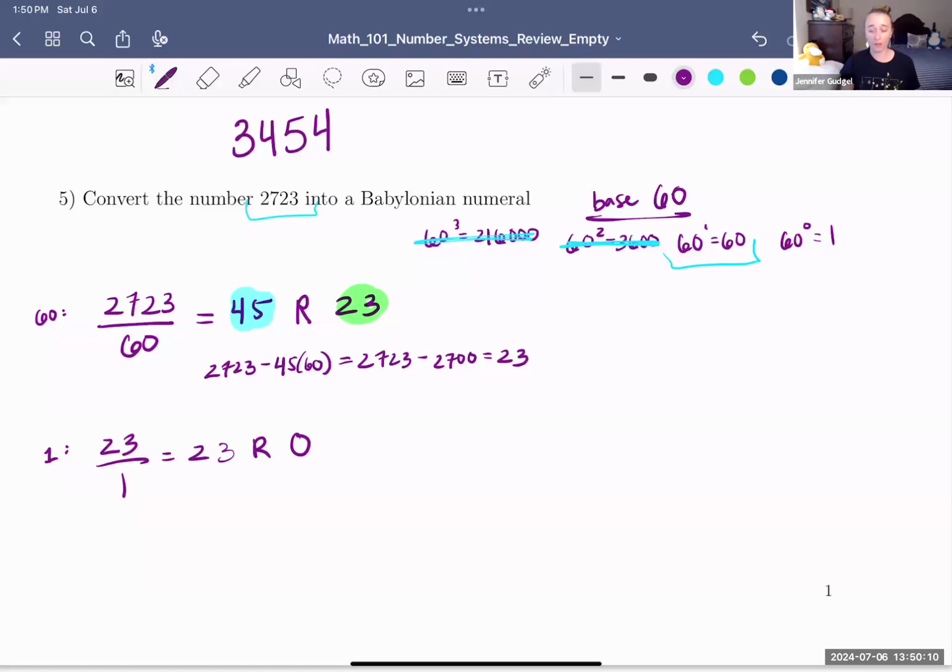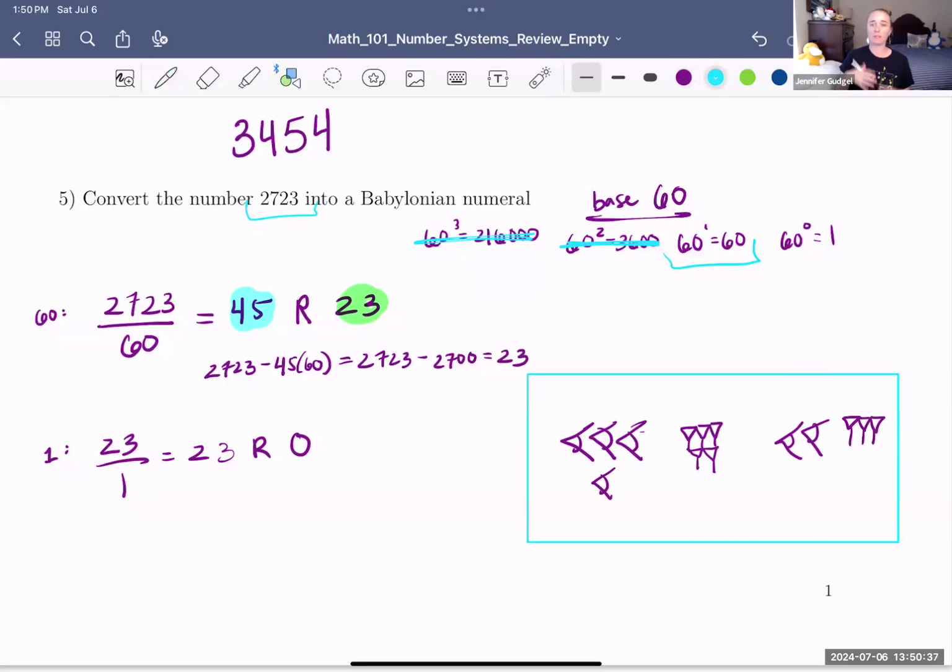You need to draw these symbols. They don't need to be beautiful, but some kind of fishy looking compass things. 1, 2, 3, 4, and 5 of the little glasses. That's 45, and then 23 in the next place. And this is your actual answer. That's how you need to be displaying it. Put it back into their symbols.